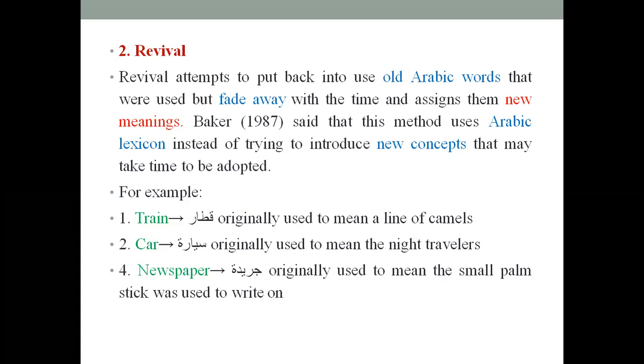For example, train means قطار, but in Arabic, in the past it meant a line of camels. يعني خط من الجمال أو قطيع من الجمال كبير، كانوا جمال خط من الجمال ماشيين ورا بعض، كنا نسميهم في اللغة العربية زمان قطار. So we can revive this word قطار to render a train, because the train also walks in a line.